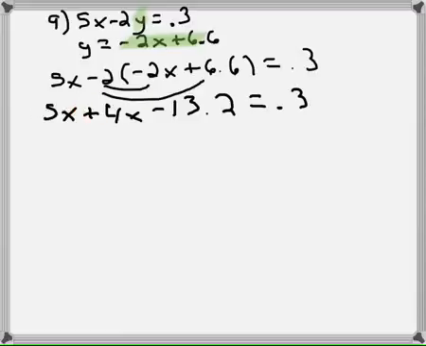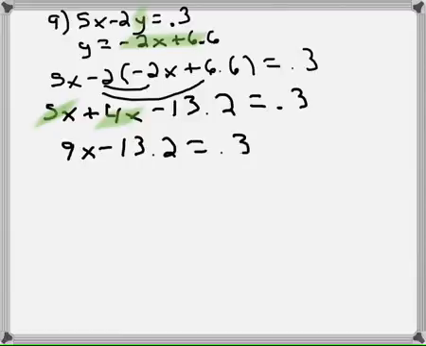Highlight the like terms. Okay, what's 5x plus 4x? 9x minus 13.2 equals 0.3. What comes next? I have to get the x by itself. What do I get rid of first? This or this? I hope you're seeing the 13.2.